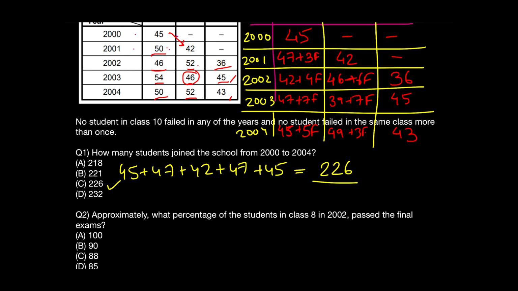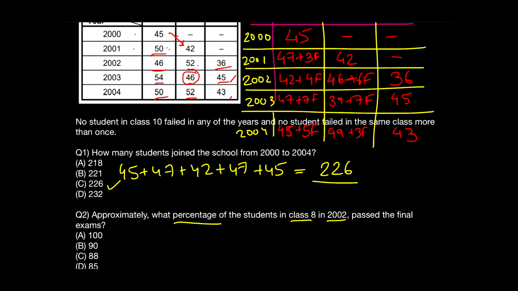Now when I am saying final exam here, I am talking about the 10th exam. And what percentage of students is asked? That means we have to find out the number of students passing divided by the total number of students in class 8 in 2002. Okay, so this is directly mentioning class 8, so no need to go to standard 10. We have to just check in standard 8 2002 data.